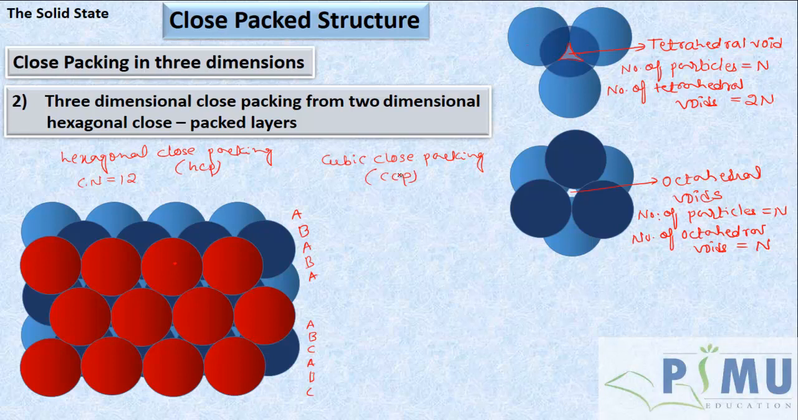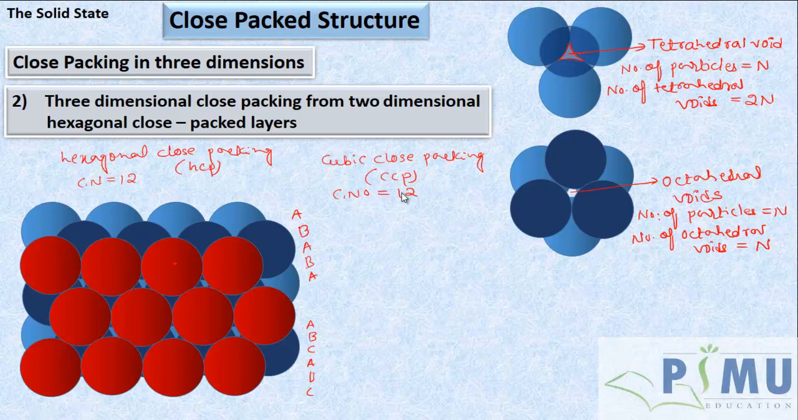Even in cubic close packing, the packing efficiency will be highest. That means here also the coordination number is more. The coordination number in cubic close packing equals 12. Here also it is 12.